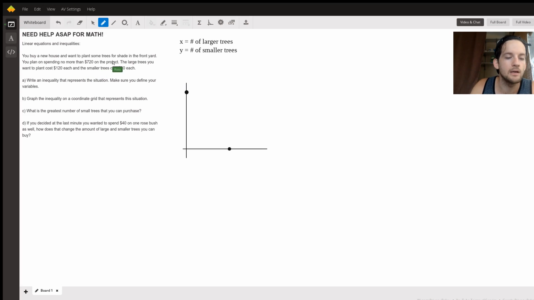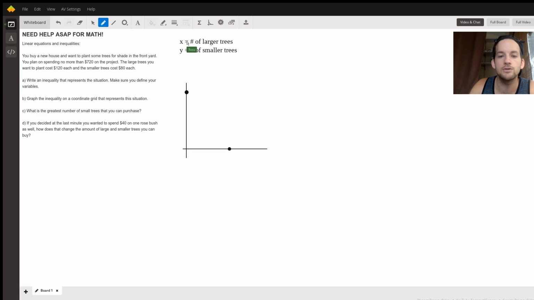You have some information about some trees you're trying to plant and you want to deal with an inequality. You have $720 to spend on the project. You don't want to spend any more than that, but you're willing to spend up to $720. You're going to spend $120 each on these larger trees and $80 each on the smaller trees.